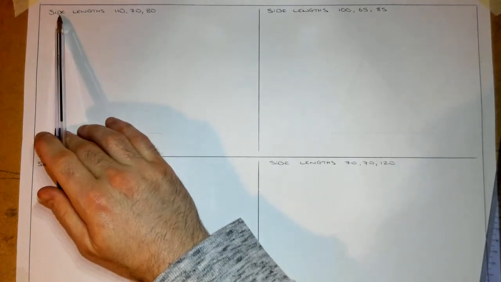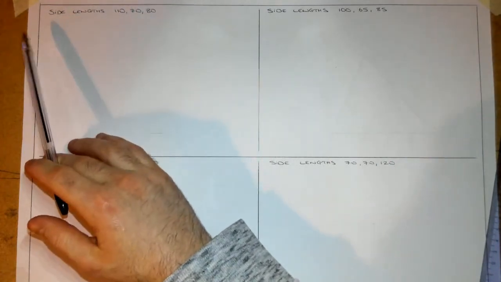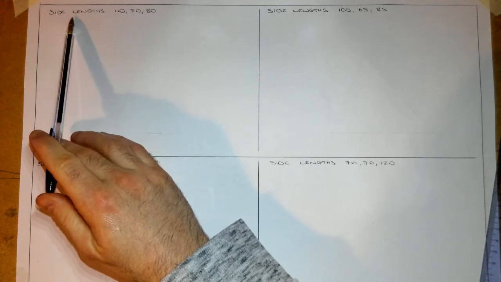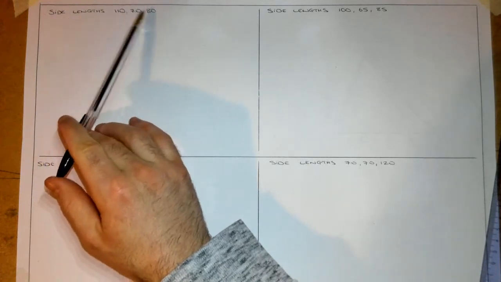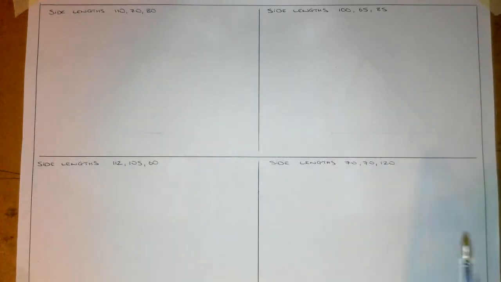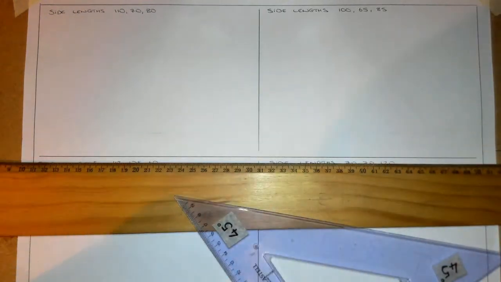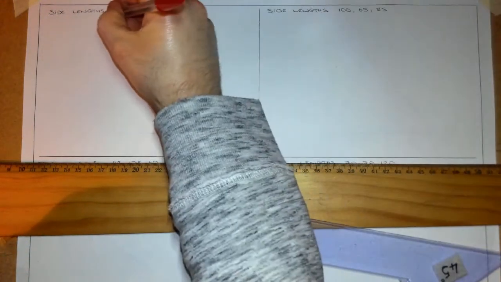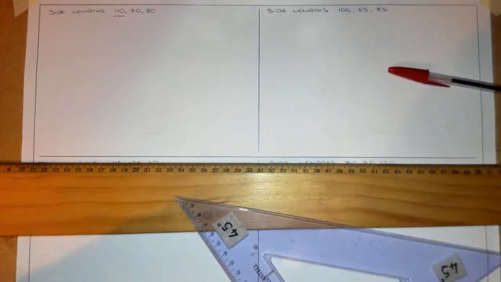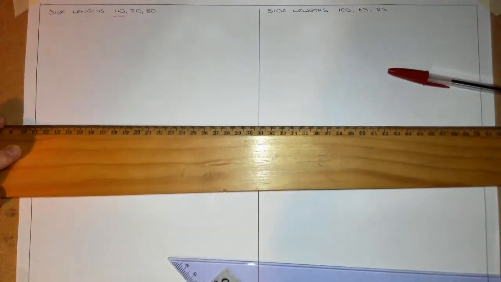So starting off, guys, we're going to do this one up here on the top left, and it says construct a triangle essentially ABC that has side lengths of 110, 70 and 80. So straight off there, guys, what I would usually identify is the biggest one, okay? And in this case, our biggest measurement there is 110. So that's what I'm going to start off with, and I'm going to create a baseline that is 110 millimeters long.